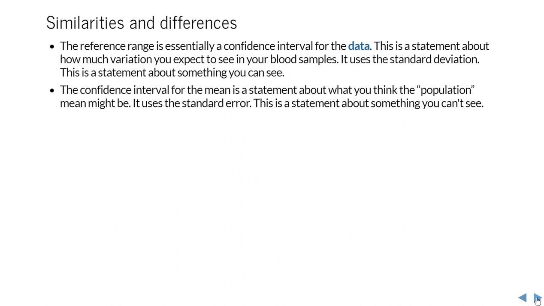The reference range that you will become very familiar with is essentially a confidence interval for the data. And it's telling you how much variation exists in the real world in blood samples. It uses the standard deviation to calculate this, and it's a statement about something you can see. So reference range: data, standard deviation. On the other hand, the confidence interval for the mean is a statement about what you think the population mean might be. And this uses the standard error, and it's a statement about something you can't see.